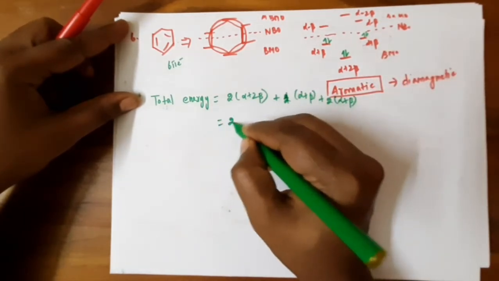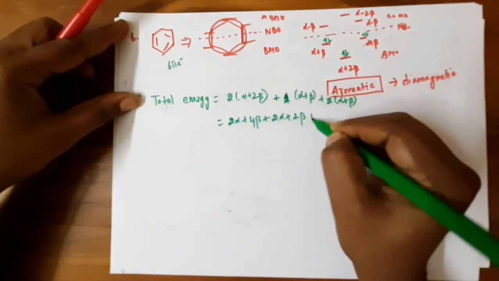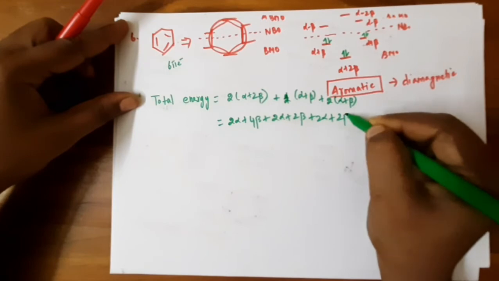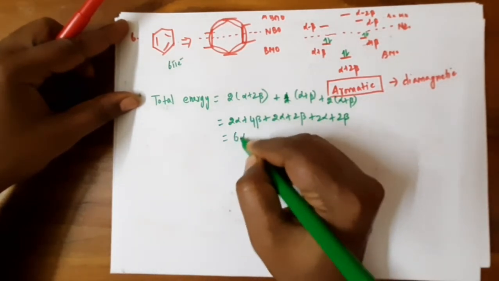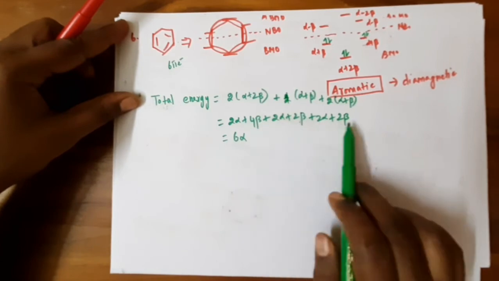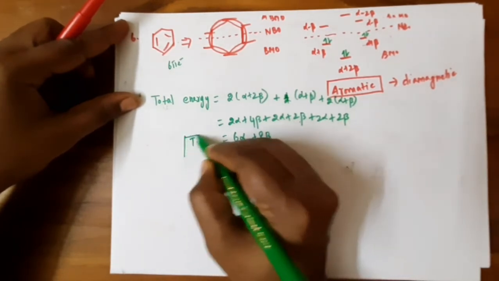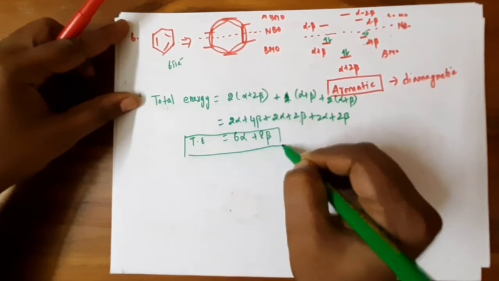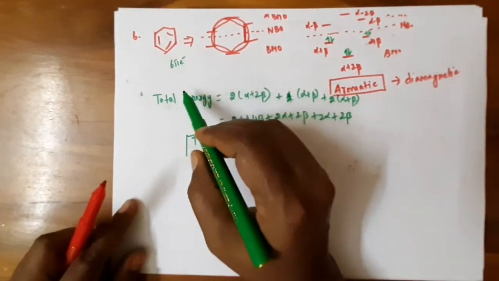So 2 alpha plus 4 beta, again 2 alpha plus 2 beta, 2 alpha plus 2 beta. We count 2, 4, 6. So 6 alpha, and beta: 4 beta, 6 beta and 8 beta. So the total energy of benzene is 6 alpha and 8 beta. So this is for the 6-member ring.